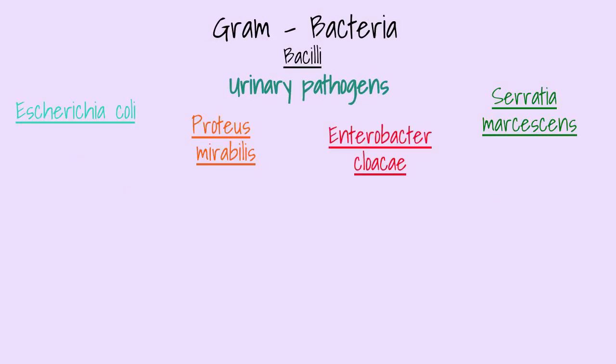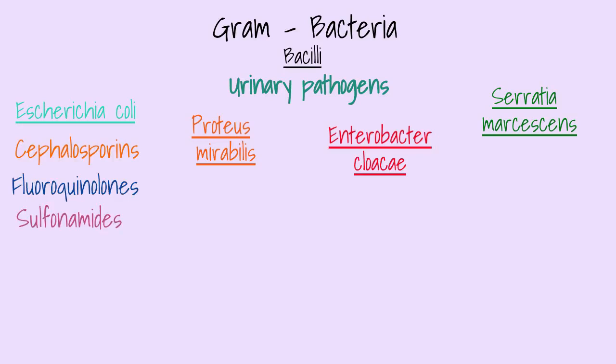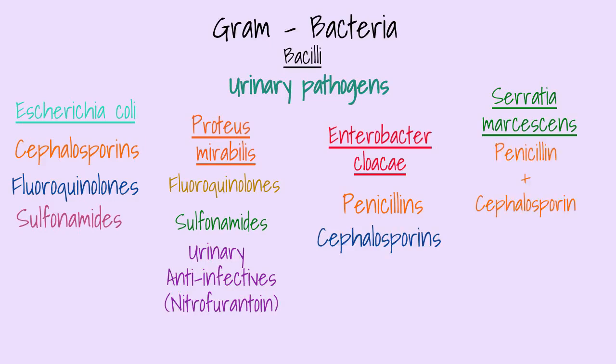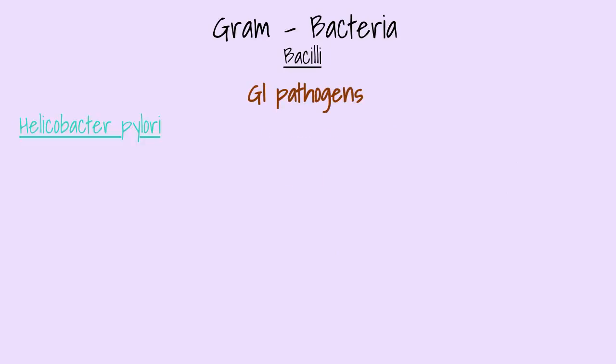Now for urinary pathogens. Cephalosporins, fluoroquinolones, and sulfonamides are used for E. coli, fluoroquinolones, sulfonamides, and nitrofurantoin for Proteus mirabilis. Penicillins or cephalosporins are effective with the Enterobacter cloacae species, and combination therapy of penicillin and a cephalosporin or aminoglycoside for Serratia marcescens. Last is the GI pathogens.